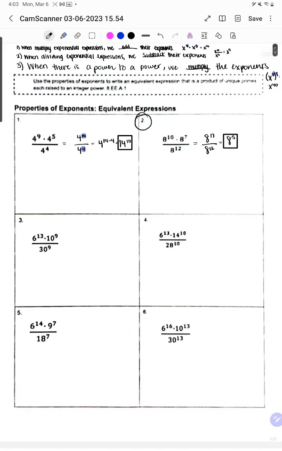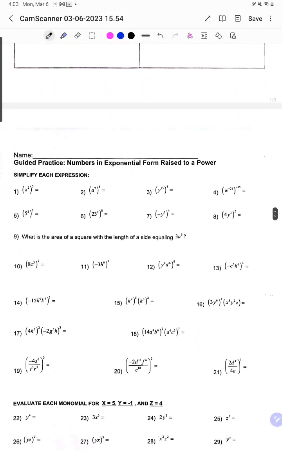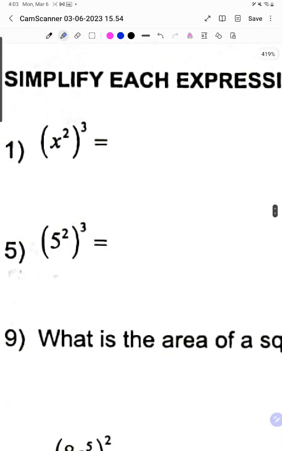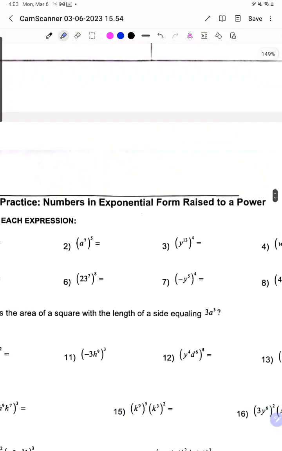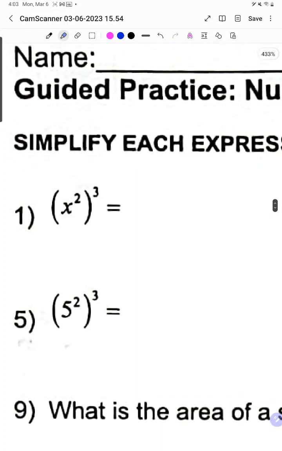All right, now I want you to go to your other worksheet, and we'll go through that together. So this is the same thing that we learned yesterday, and we'll do a quick little review of it, and then I'll have you guys jump in with doing practice problems on your own.